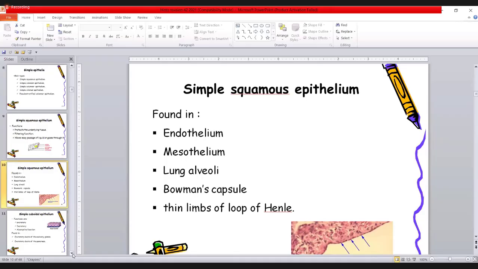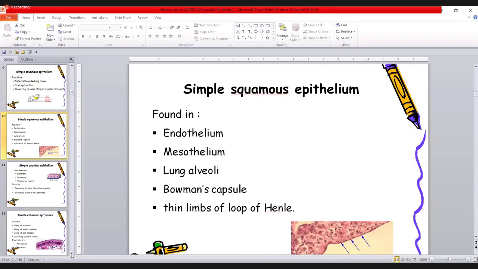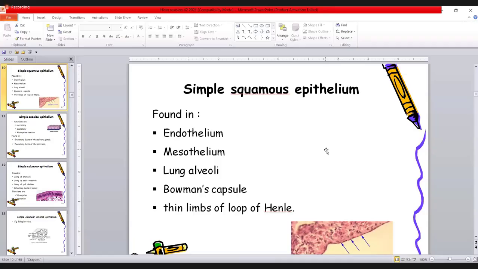Where do you find simple cuboidal epithelium? Glands. Yes. Now if you write just glands, that's not correct. Specify a gland. Yes, it's present in so many glands, but specify a gland and where in the gland. Simple cuboidal epithelium, pancreas.